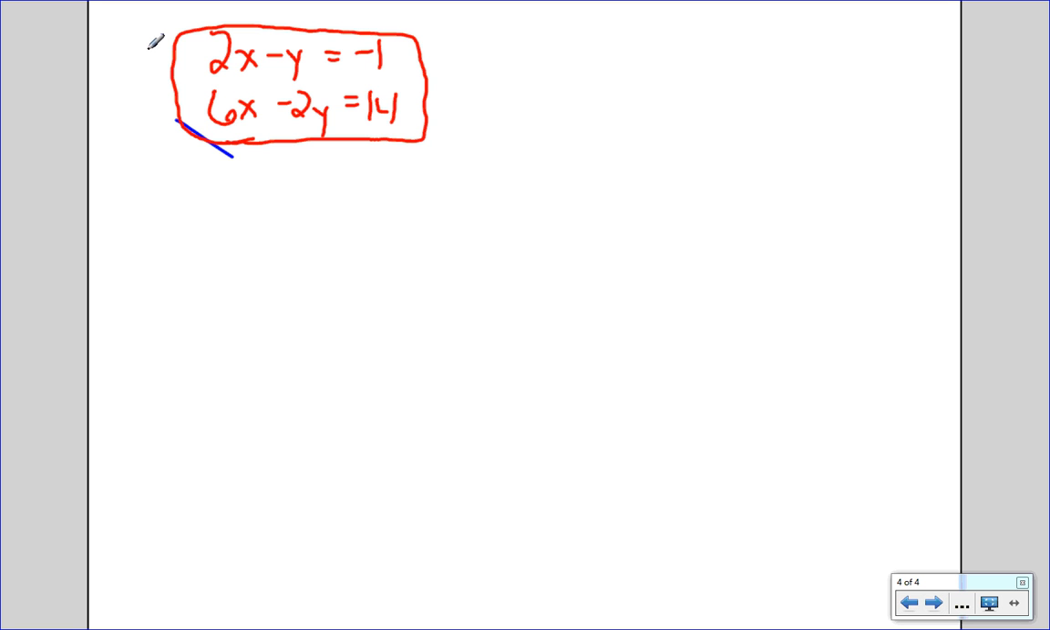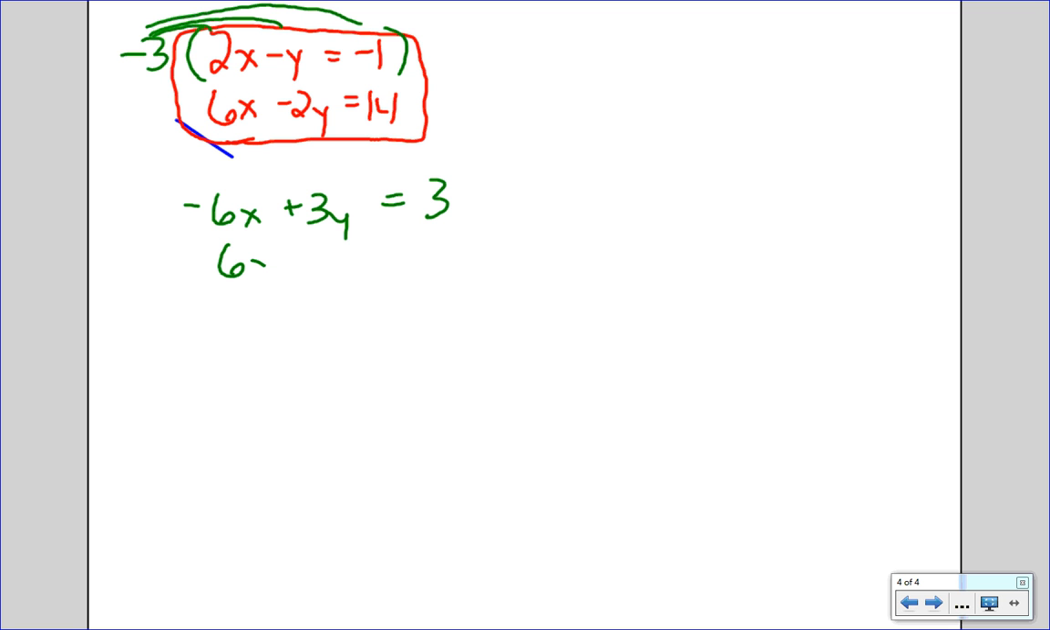So if we come over here, and we want to get rid of the x's, we could change both of these numbers to make them the same. If I multiply the top equation by 3, that will make this into a 6. But it has to actually be -3 because I need opposite signs. So let's go ahead and do that. Multiply everything by -3. We will get -6x plus 3y. Did you notice that? -3 times -y is +3y, equals -3 times -1, which is +3.